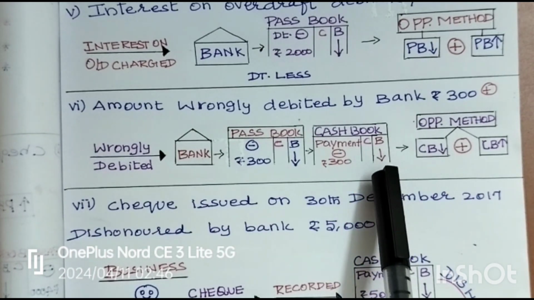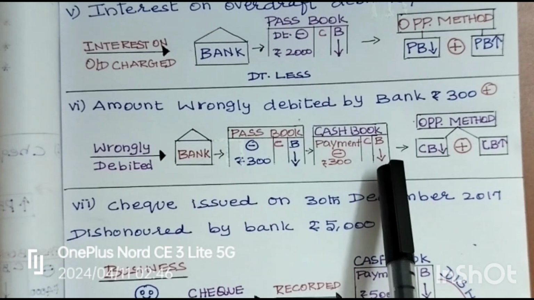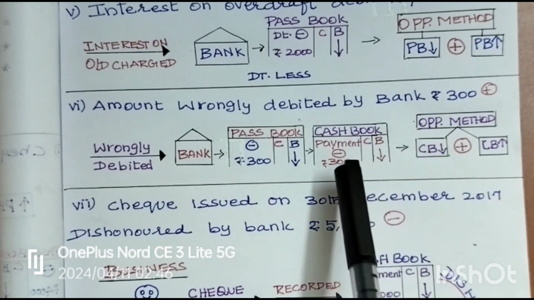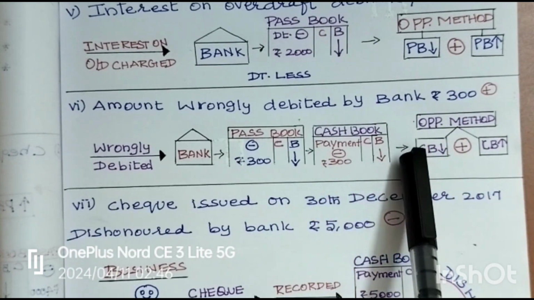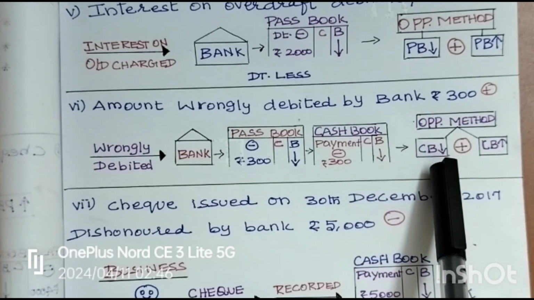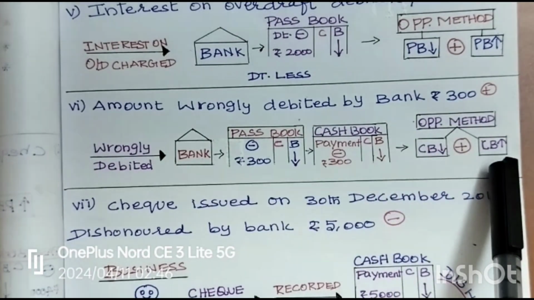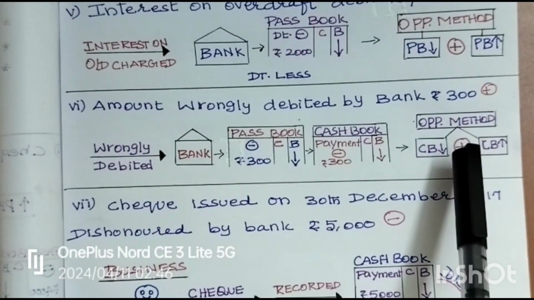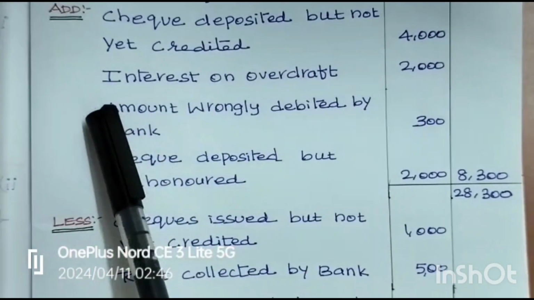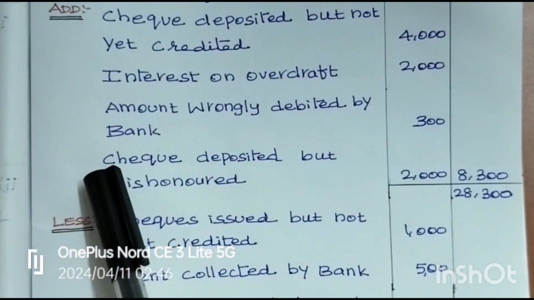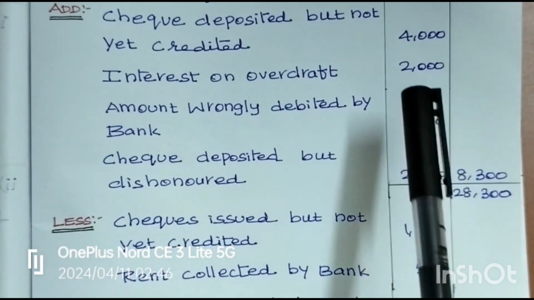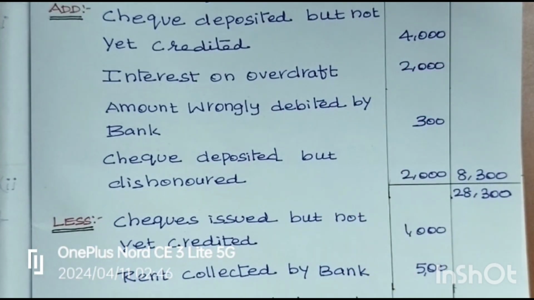Okay, so what do we do? We are following the opposite method. So cash book decreases, in opposite cash book will be increased. If cash book decreases, in opposite method cash book will be increased. So this transaction is to be added. In add column you have to write amount wrongly debited by bank and 300 rupees is to be entered on the inner amount column. We entered.